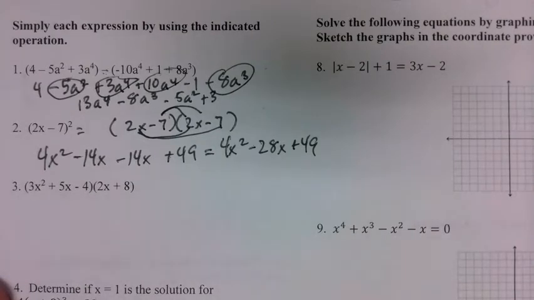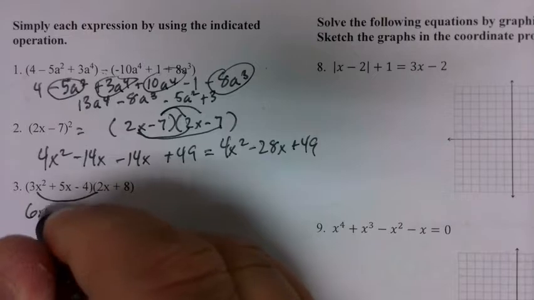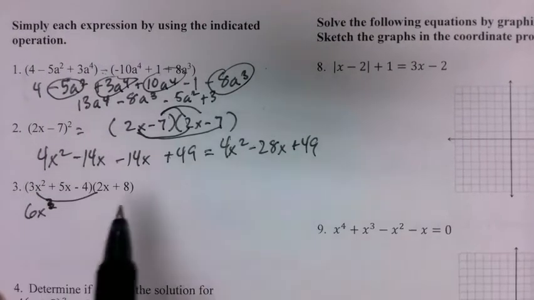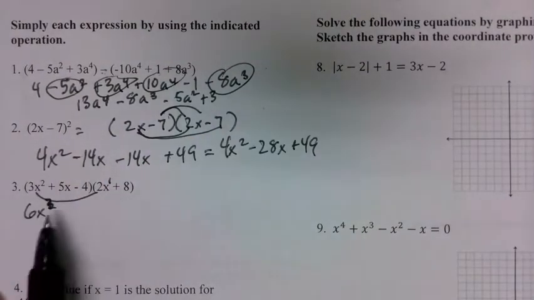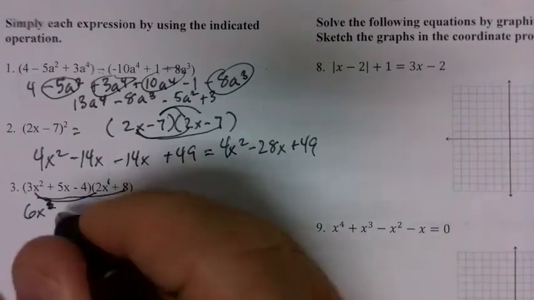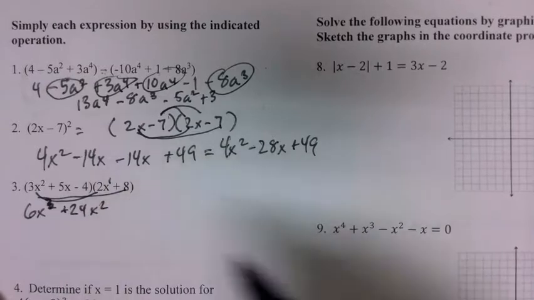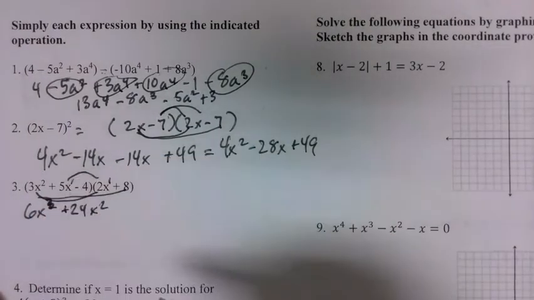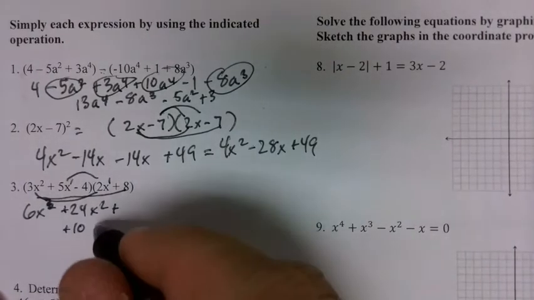Now, this times this. It's another distribution, and I'm going to go 3x squared times 2x. That gives me 6x cubed, because I've got 2 and 1. So I'm going to add those exponents. 2 plus 1 is 3. 3x squared times 8. 8 times 3 is 24. It says x squared. That doesn't have any other power, so it's just x squared. Okay. 5x times 2x. These both have 1s there. 5 times 2 is 10. And x times x is x squared.